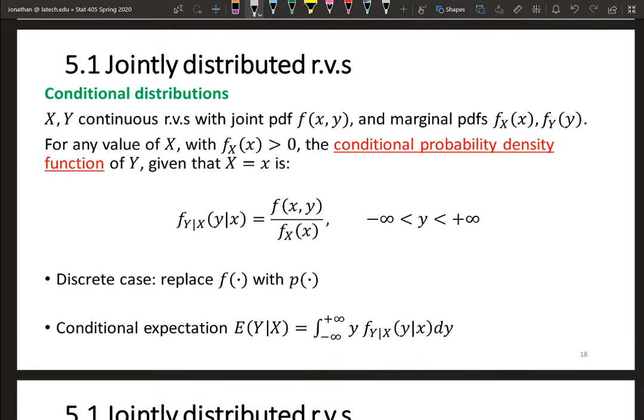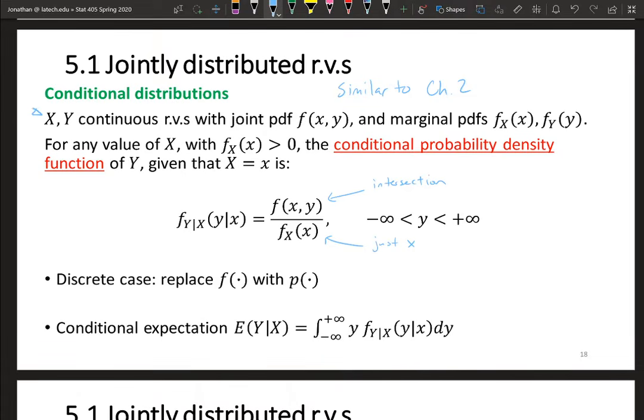Now, conditional distributions. It's very similar to conditional probability. You can think of this as like the intersection. So this right here is like the intersection of x and y. And this is just x down here. So it's very similar to what we did in chapter 2. This represents intersection. This is basically representing just x.